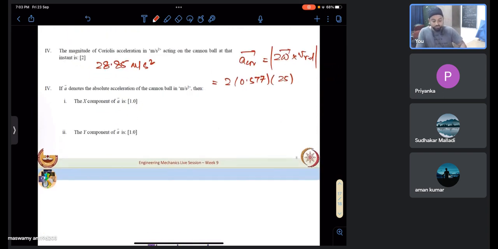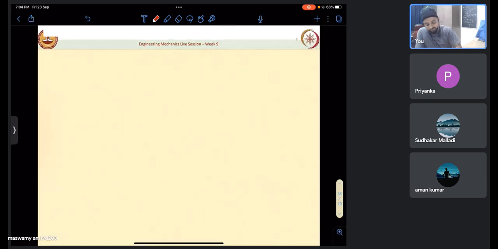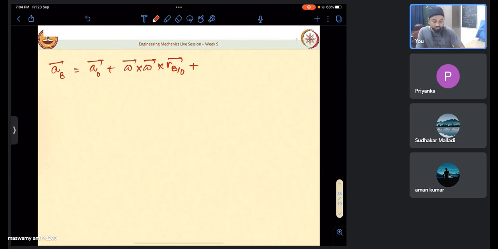If A denotes the absolute acceleration, of course this is the last piece of the puzzle that also has been asked. So acceleration of B is nothing but acceleration of O plus omega cross (omega cross R B with respect to O) plus alpha cross R B with respect to O plus 2 omega cross V rel, which is the Coriolis component, plus A rel, which is the relative acceleration, which we see from there.